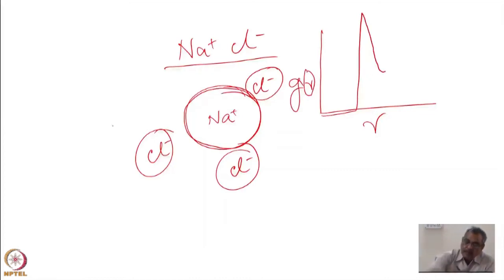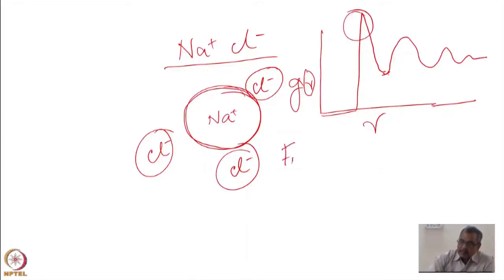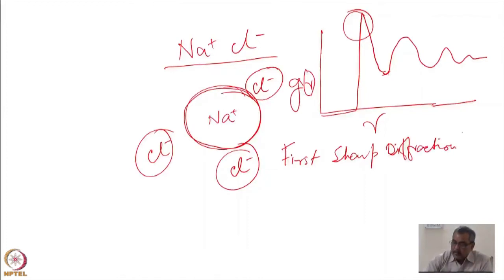Then after that, most probably the chlorine number will go down, there will be more sodium, but then again there will be a second range of correlation and then it will oscillate and finally go to the density of the liquid. So you do have local structure, and we talk about first sharp diffraction peaks in amorphous solids and liquids, known as FSDP.